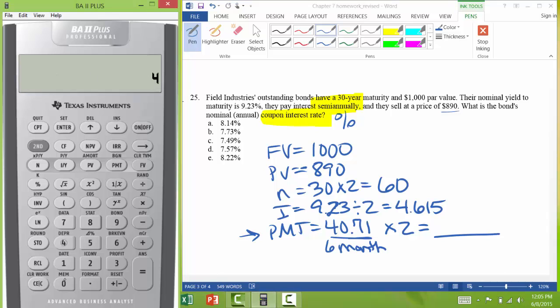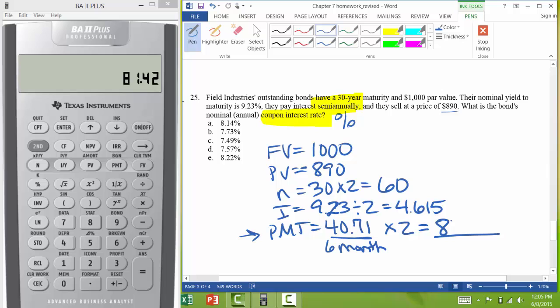And so 40.71 times 2 is $81.42. And then to get the percentage, the next step, $81.42 divided by 1,000. And so that should equal 8.14%. And that's answer A.